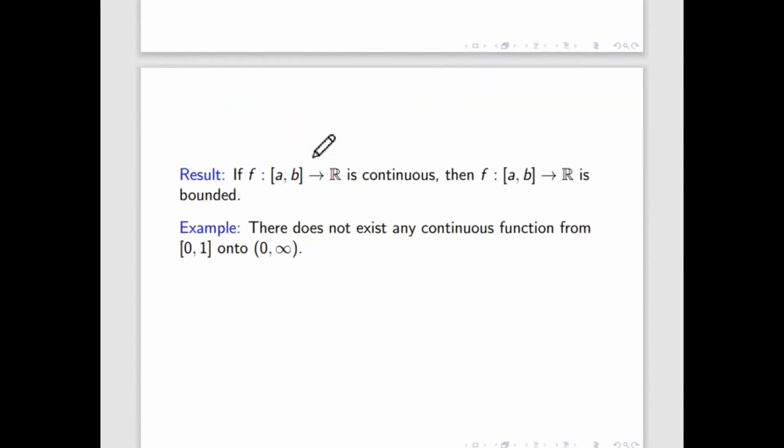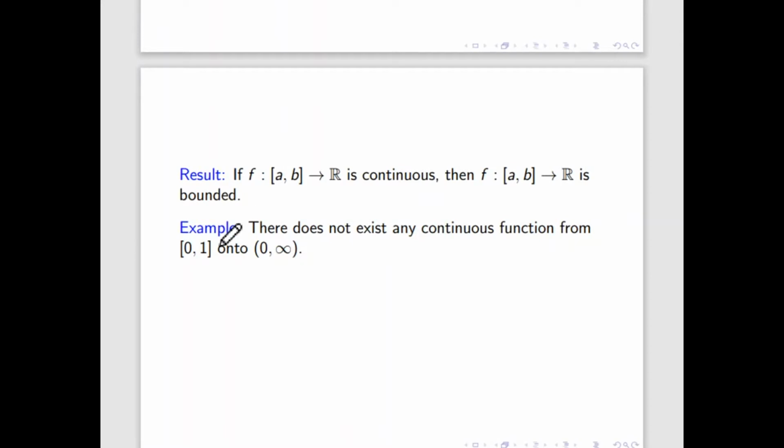So this is an example based on this result. The question is: there does not exist any continuous function from the closed interval 0, 1 to 0 to infinity. The reason is that the function is continuous and defined on this closed interval, which means it is a bounded function, but 0 to infinity is not bounded. This result says it is bounded, so that is not possible for an onto function. If the function is not onto, then it is possible, but if it is onto, the codomain must match the range, but the range is bounded and the codomain is not bounded. So this is not possible.